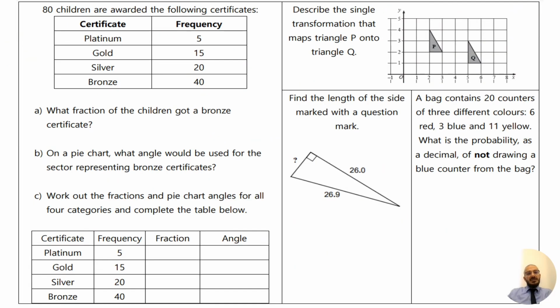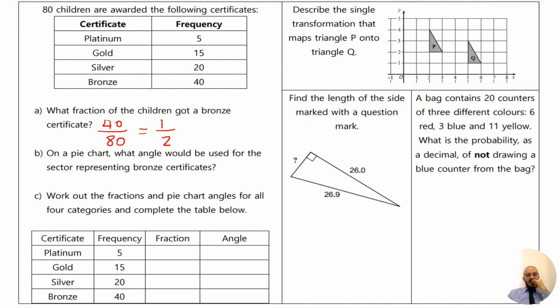Right, this next question is asking us this. They give us some information about 80 children are awarded for the following certificates: platinum, gold, silver, bronze. What fraction of the children got a bronze certificate? So we've got 40 out of 80. If I just write it down as a fraction, that's going to be 40 out of 80. And this could obviously be simplified. 40 divided by 40, 80 divided by 40 is 2. So it's half.